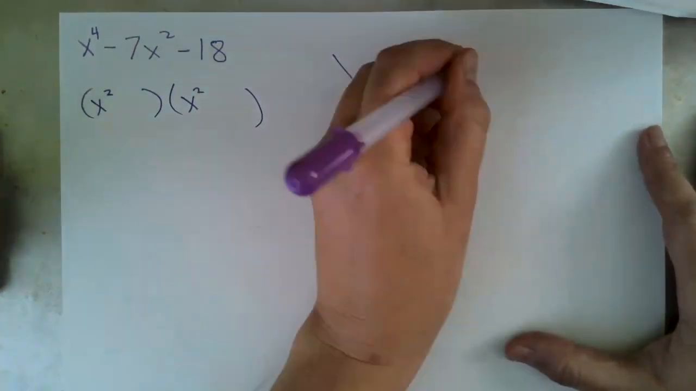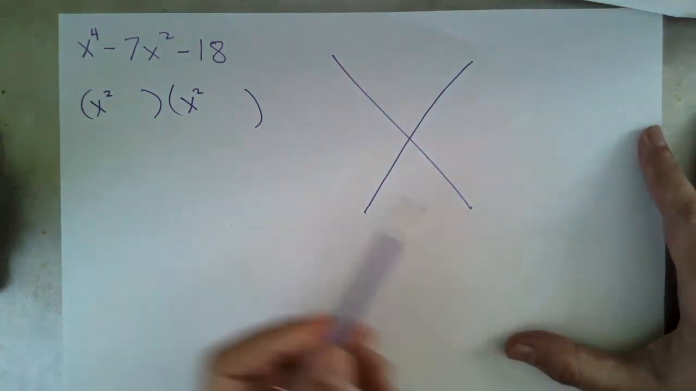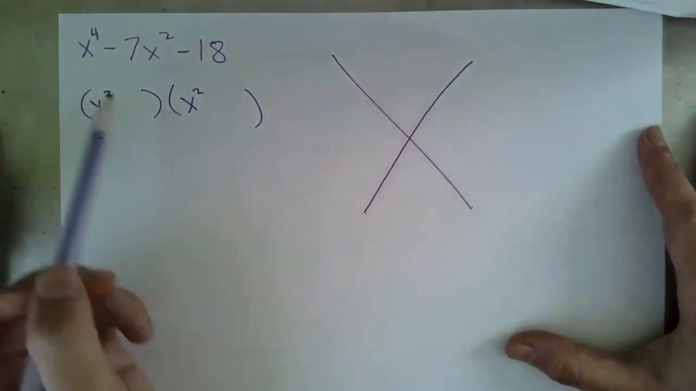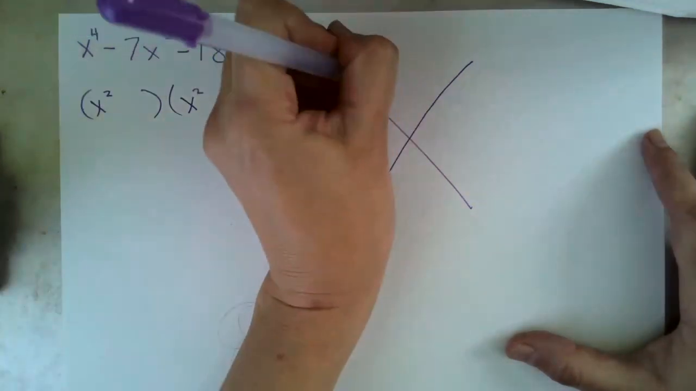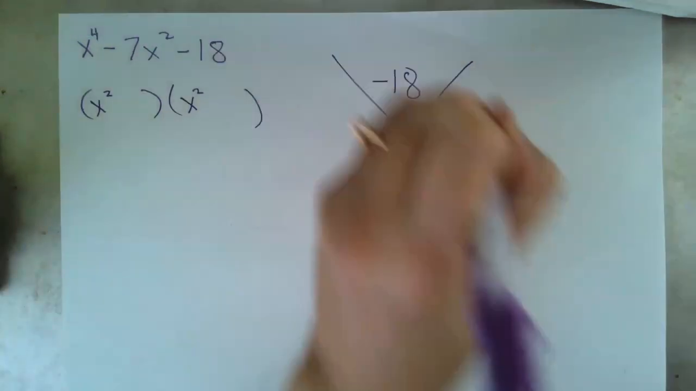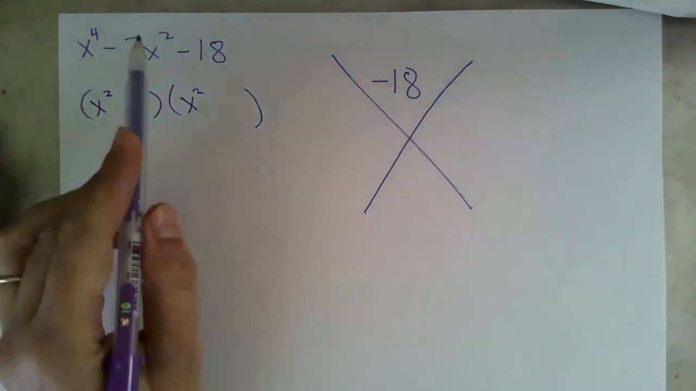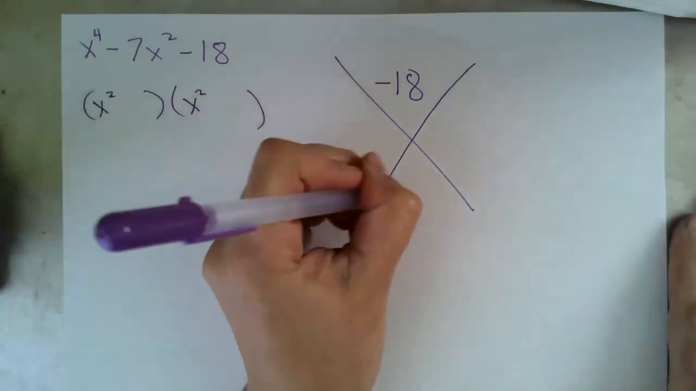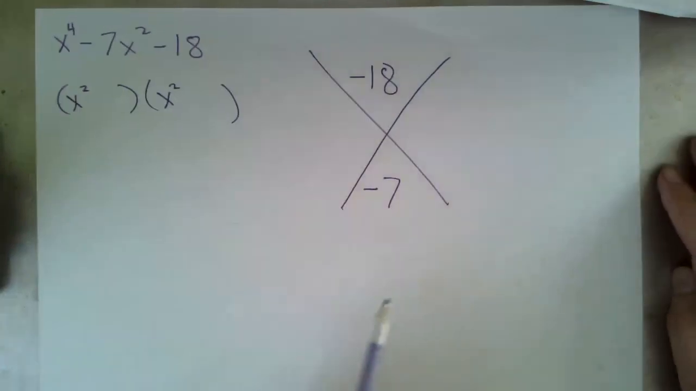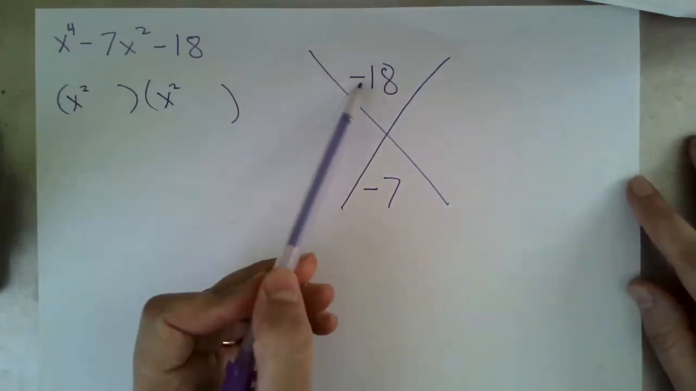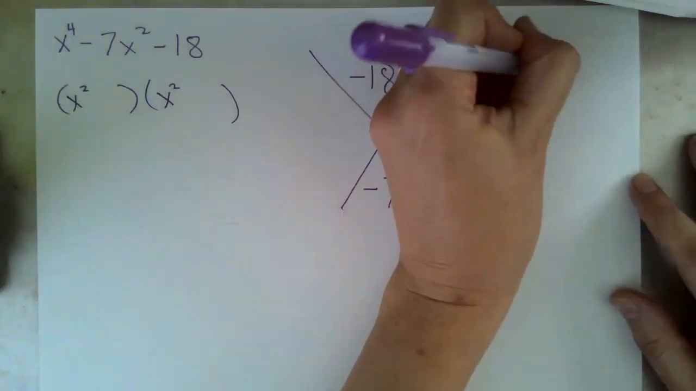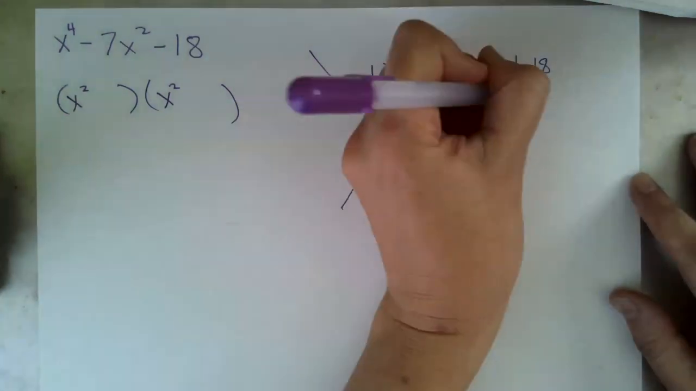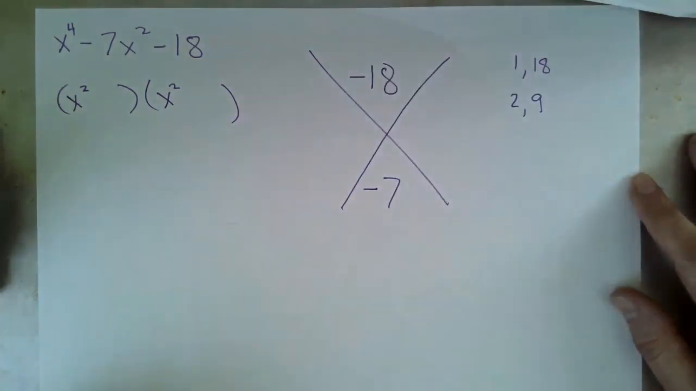So we make our x, we say to ourselves, okay, this top has to multiply to 1 times negative 18 or negative 18. The bottom, again, wants to be the coefficient of that middle term. So we're going to make our list of factors. We're asking what multiplies to negative 18 and adds to negative 7. So 1 and 18, 2 and 9. Hey, that's looking hopeful.